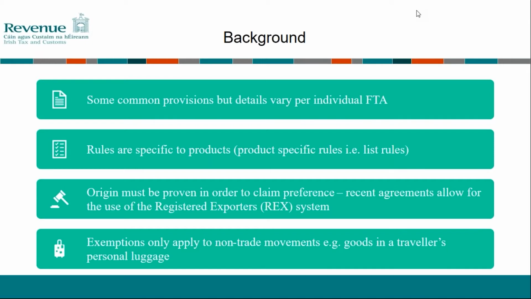And it's important to understand the rules of origin from both an importing and an exporting perspective. So the preferential duty rate is claimed by the importer, but it is the exporter who provides the necessary information to prove origin. So in recent agreements, including the EU TCA agreement, exporters can register in the REX system in order to be able to declare the origin of their goods. And the only exemption would be for the requirement to prove origin for non-trade movements, for example in your baggage, etc.